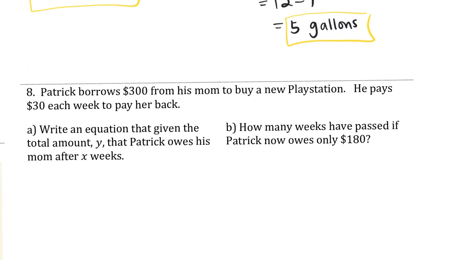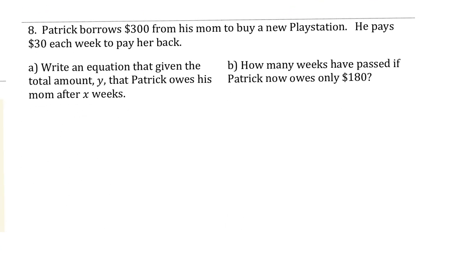Or hers. Okay, 8. Patrick borrows $300 from his mom to buy a new PlayStation. He pays $30 each week to pay her back. Write an equation that gives the amount of money y that Patrick owes his mom after x weeks. So he started out owing his mom $300. He pays her $30 each week. So is the amount of money he owes his mom going up or down? It should go down because he's paying her. His debt is going down $30 each week.